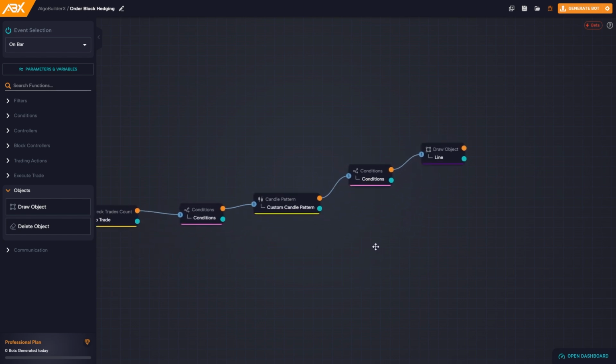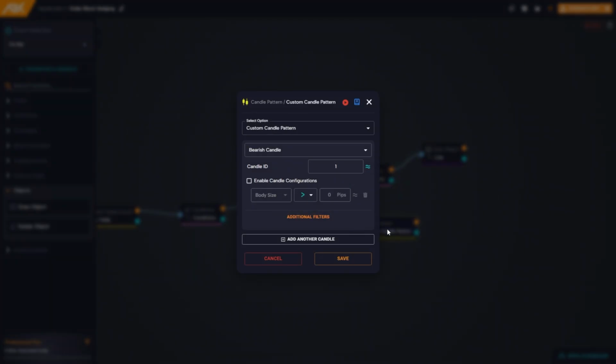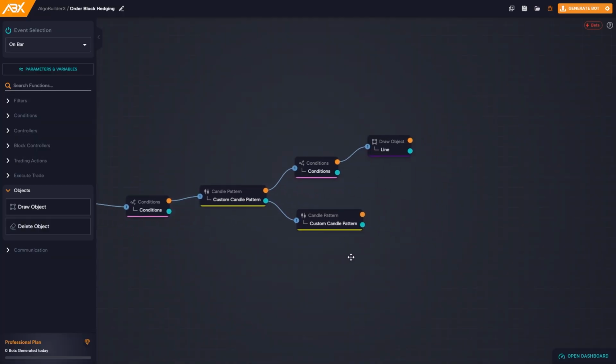But what happens if the red candle is 2 candles back? To handle this, we use the false output of the candle pattern block. If the previous candle isn't red, duplicate the candle pattern block. Set bearish candle with Candle ID 2. And repeat the process to check that candle close 0 is greater than candle close 2.